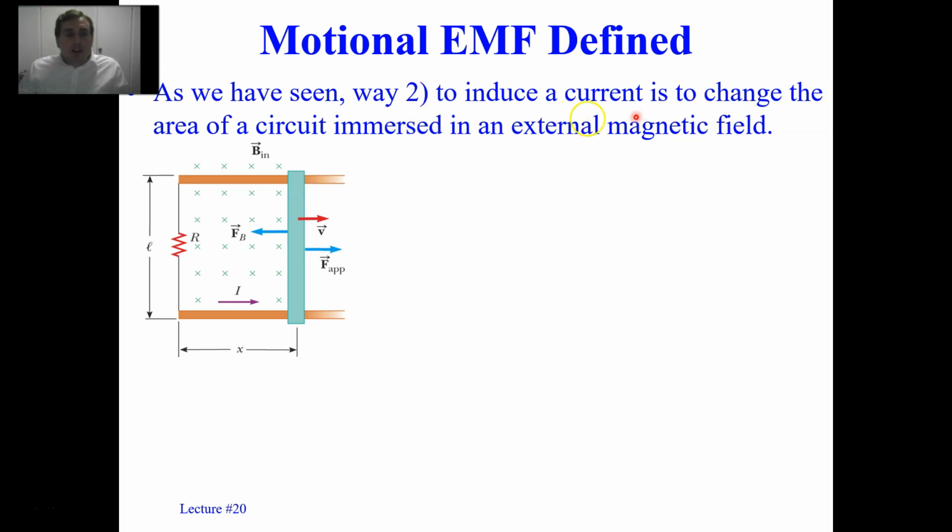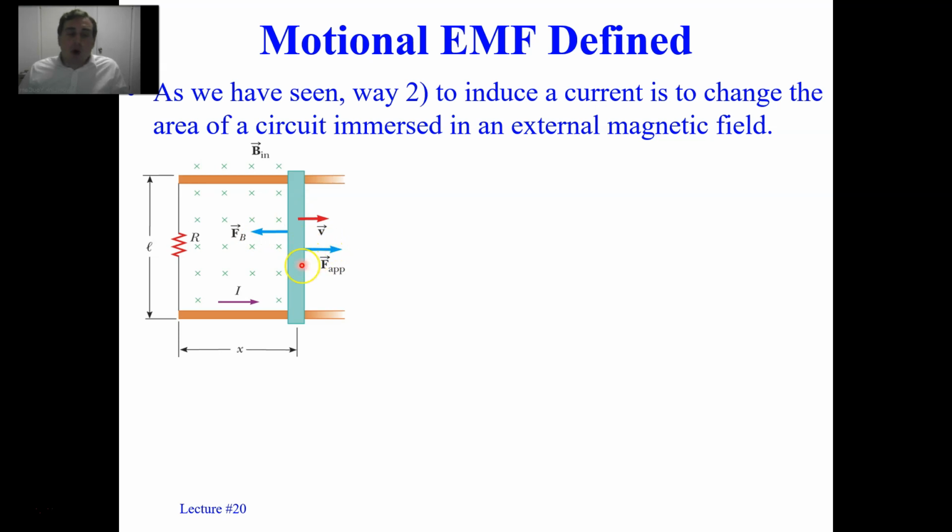One way to induce a current is to change the area of a circuit immersed in an external magnetic field. So here's a more technical diagram. Suppose this bar has length L. Suppose the magnetic field has magnitude capital B. Suppose the velocity right now is V vector. Suppose the magnetic force opposes the applied force motion.